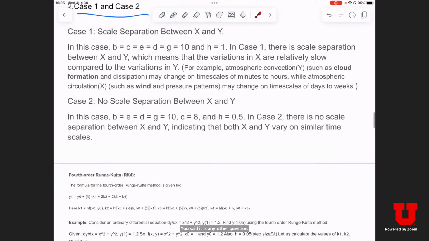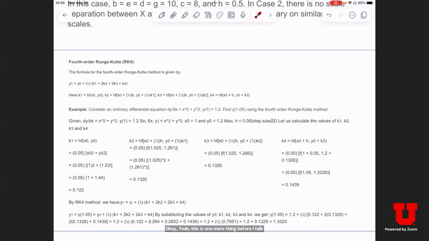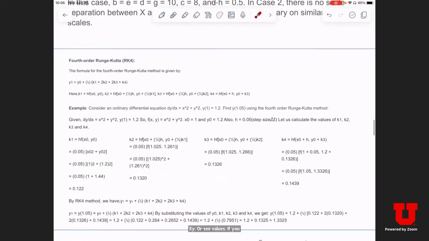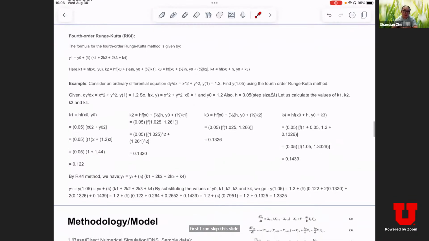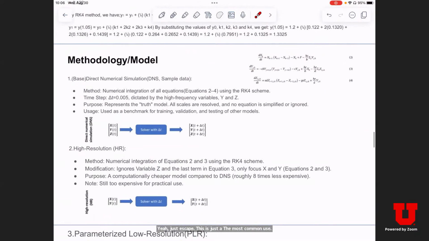Okay, great. There's one more thing before I talk about the modeling methodology. Are you familiar with the fourth-order Runge-Kutta method? It is used to compute the delta x, the next time step, for computing the next time step x, y, or z values. If you are familiar with this method, I can skip this slide. You can just skip. This is the most commonly used ODE solver for numerical integration.